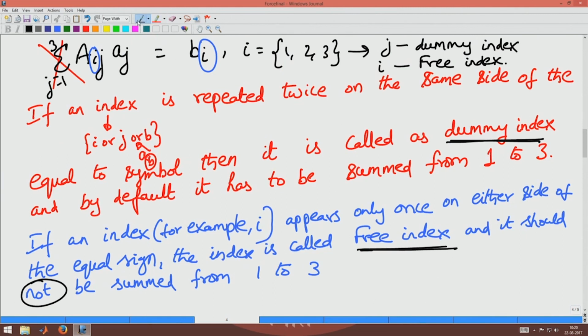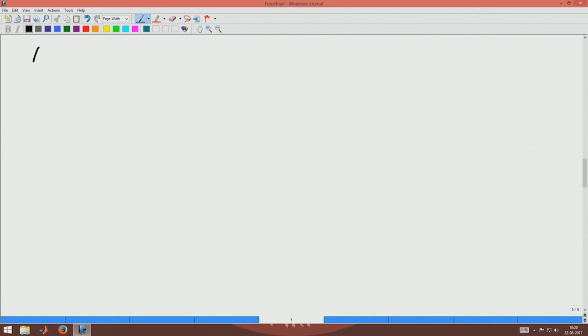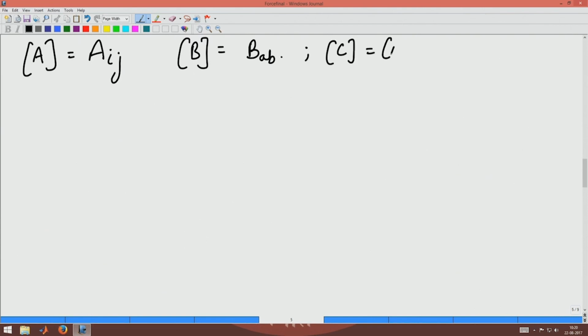So, now let us understand how to write matrix multiplication. Say I have a matrix A which I write as Aij, and another matrix B which I write as Bab, where ij denotes the components of that matrix 11, 12, 13, 14 like that. Now, I want to define a matrix C which is A times B.